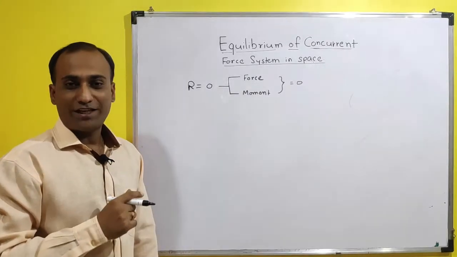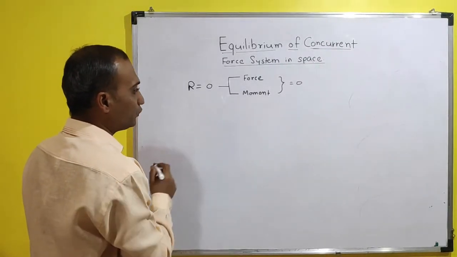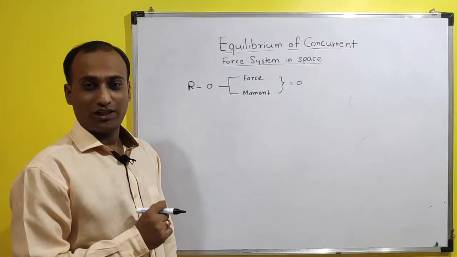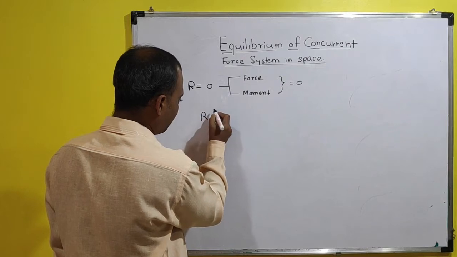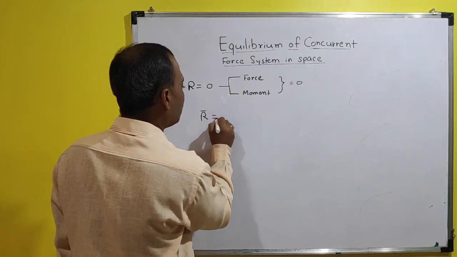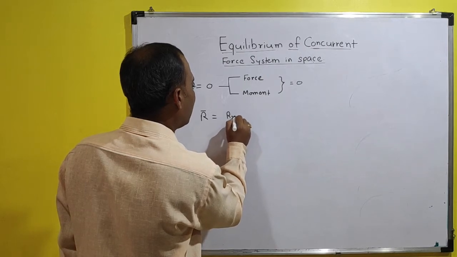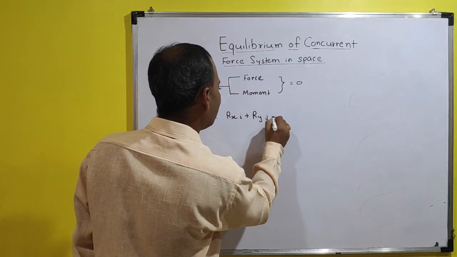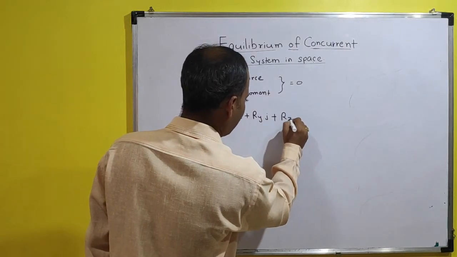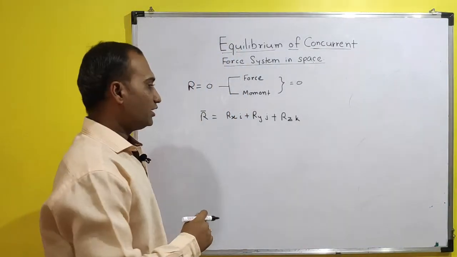So in the space force system also, what is meant by this resultant is equal to zero? Here we can write this resultant in the form of a vector. We can write this as Rx i plus Ry j plus Rz k. So this is equal to 0.